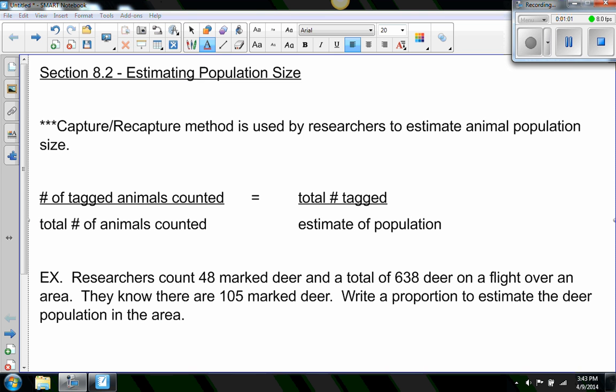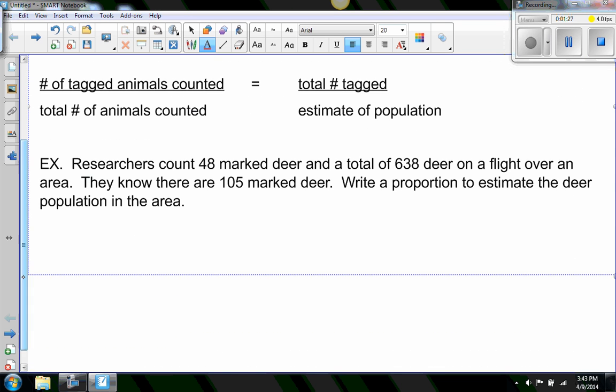We have a little proportion here that we're going to use. We take the number of tagged animals counted divided by the total number of animals counted. So basically tagged animals versus total animals. And that's going to equal the total number tagged and then the estimate of the population. It goes on the bottom of the right side of the proportion. It'll make a little more sense here in a minute when we go through this, hopefully.